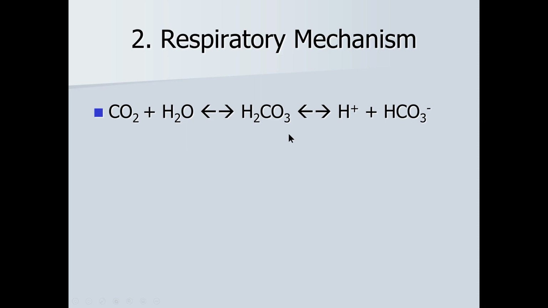So the system is going to go in this direction. If it goes in this direction, you're eventually going to form more hydrogen ion. So if you're not ventilating, you're going to increase your hydrogen ion concentration. And if you do that, you're going to become acidotic. This is a principle you need to understand, because I guarantee you're going to need to explain the respiratory mechanism, and you're going to need to use this equation.